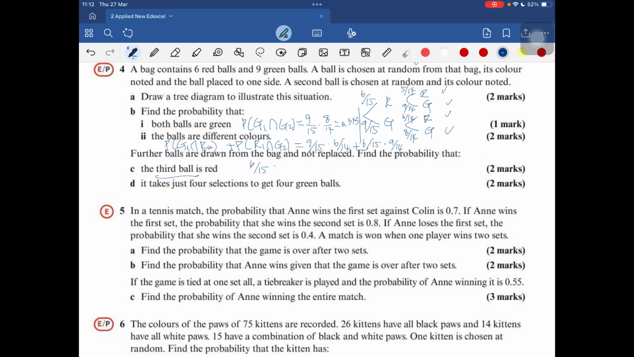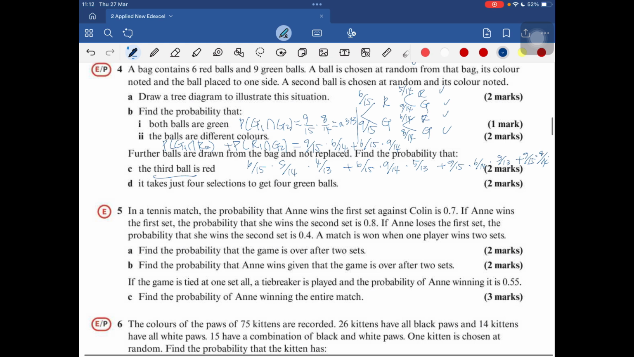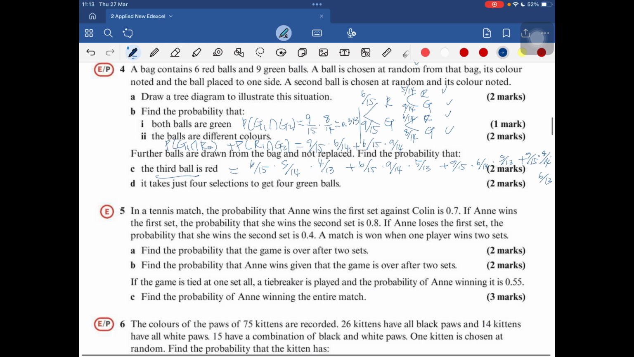Then 6 out of 15 times 5 out of 14 times 4 out of 13, plus 6 out of 15 times 9 out of 14 times 5 out of 13, plus 9 out of 15 times 6 out of 14 times 5 out of 13, plus 9 out of 15 times 8 out of 14 times 6 out of 13. This will be the answer. And it takes just 4 selections to get 4 green balls.